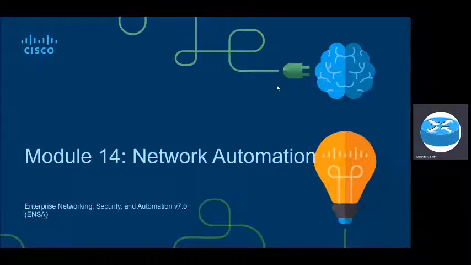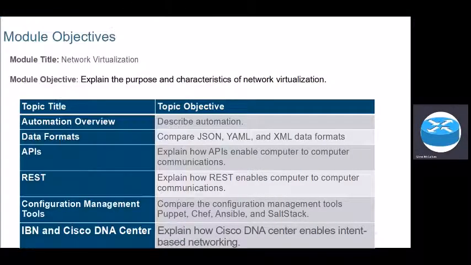Okay, so we're up to the final module, which is, of course, module 14, network automation from ENSA. So what's in this chapter? There's an automation overview, then we're going to look at the different data formats that are available. We'll look at application programming interfaces, or APIs. We'll look at REST in particular, how you do the communications there. And then we'll look at configuration management tools, and then IBM and Cisco DNA Center.